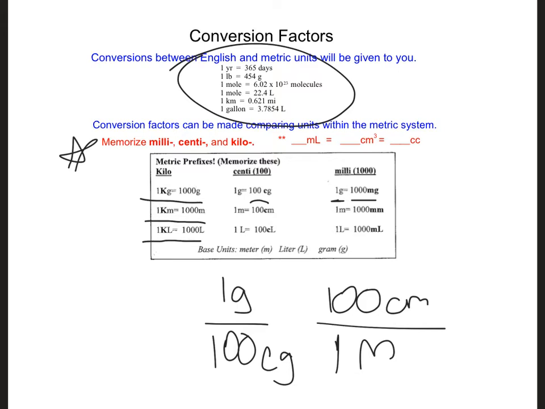The other one that you do need to know that we'll use every once in a while, it's on the rarer side. 1 milliliter is equal to 1 centimeter cubed is equal to 1 cc. We really never use cc's. So also just remember that 1 milliliter is 1 centimeter cubed.